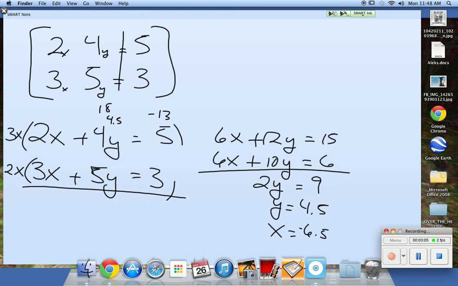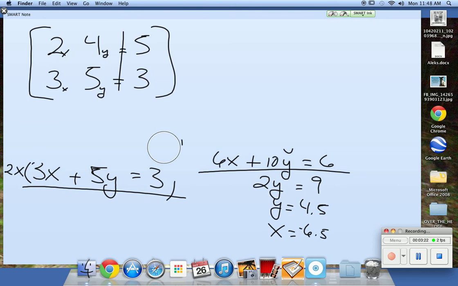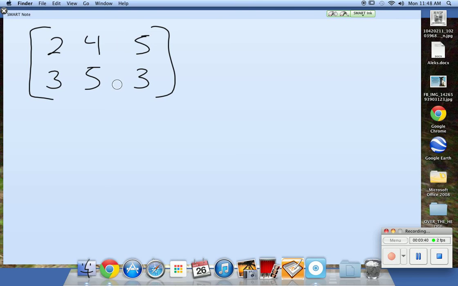Let's take a look at this. You guys have this written down? Good? All right. Let's take a look at how this would work using a matrix.